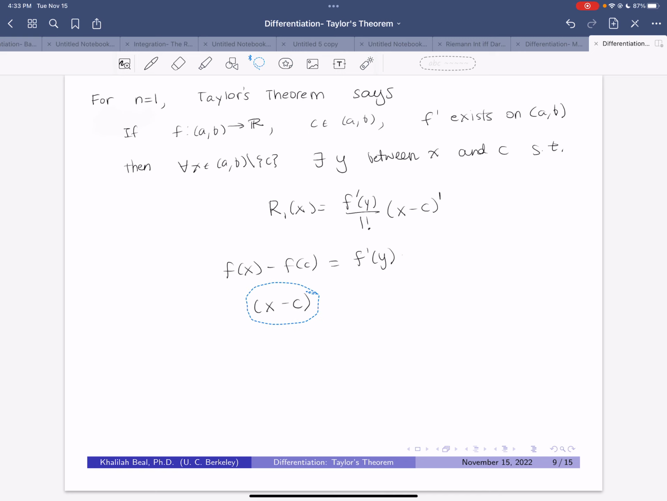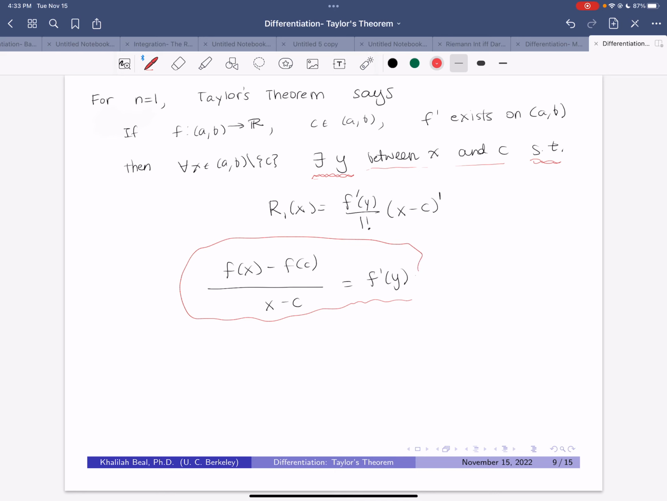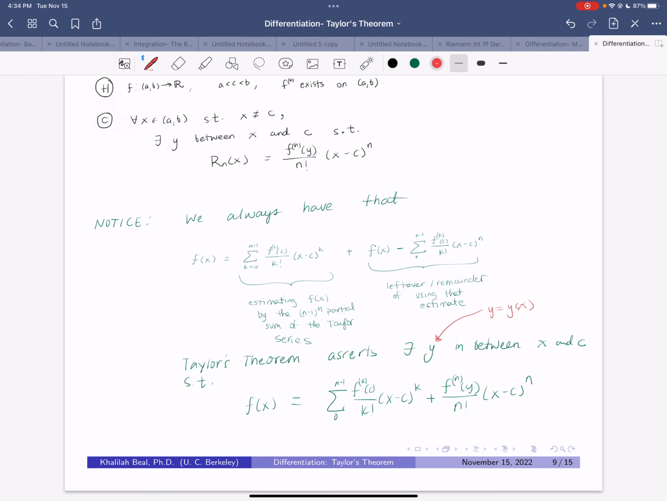Does this look familiar? Does this remind you of anything, right? Saying there exists a y between x and c such that f prime of y is equal to this difference quotient. Aha! Egad! Wow! The MVT. Taylor's theorem for n equals 1 is simply the mean value theorem. Isn't that cute? Okay. So this gives us a way to think about Taylor's theorem kind of differently. Taylor's theorem is a generalization of the mean value theorem.